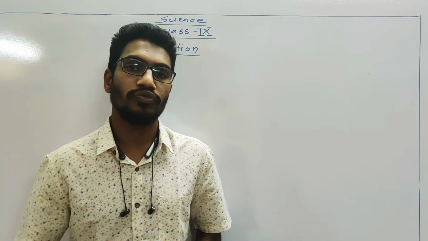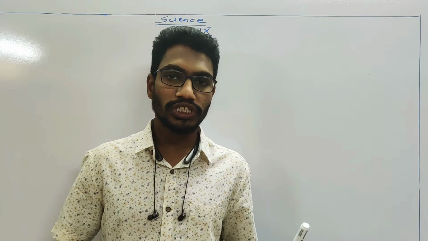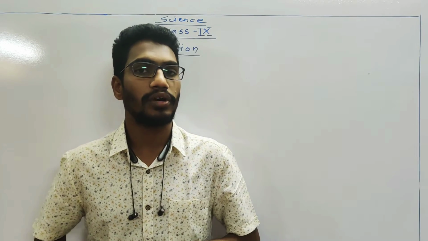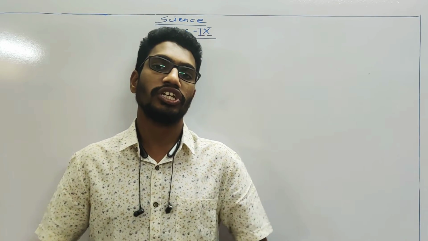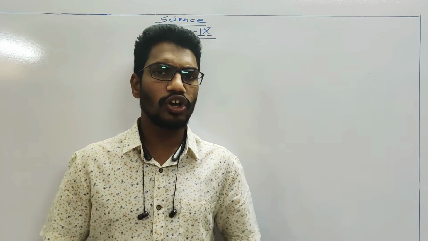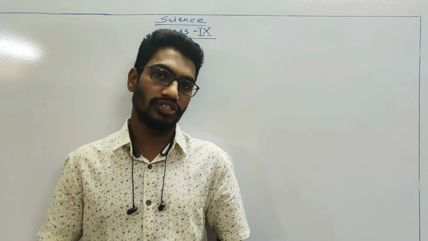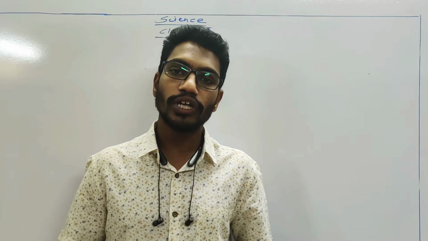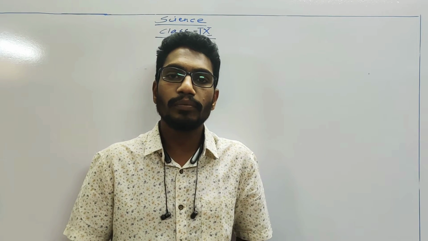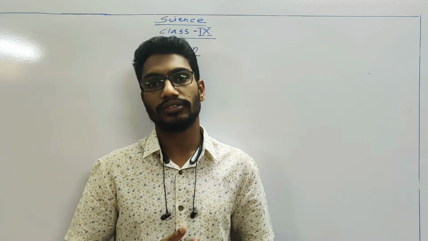Hello everyone, this is video number 2 from chapter motion. In the first chapter we learned to define the terms motion and rest. Motion is when an object changes its position with respect to its surroundings. If an object does not change its position with respect to its surroundings, then it is at rest. Okay. Now in this video we are going to learn how we are able to compare the motion between two objects.